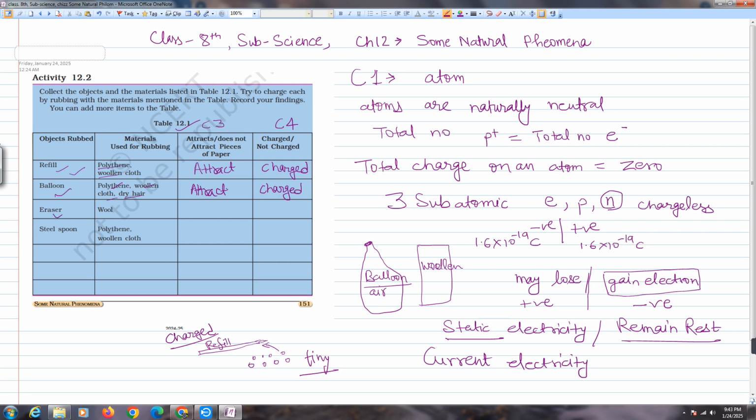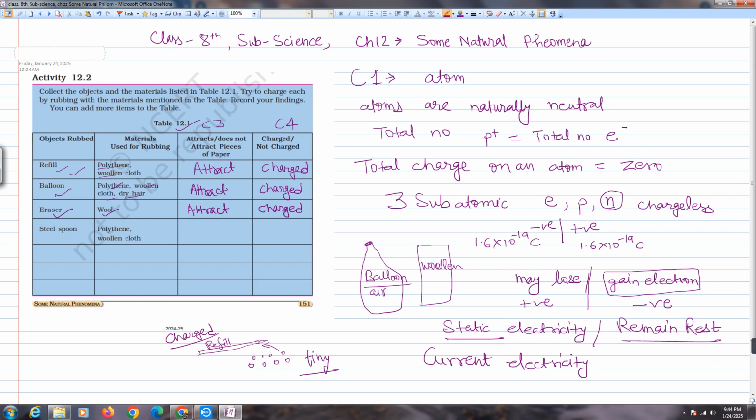The next point is eraser. If we are just rubbing the eraser with wool, what will happen? It will get charged and it can attract tiny pieces of paper, and this is only possible when the eraser gets charged.